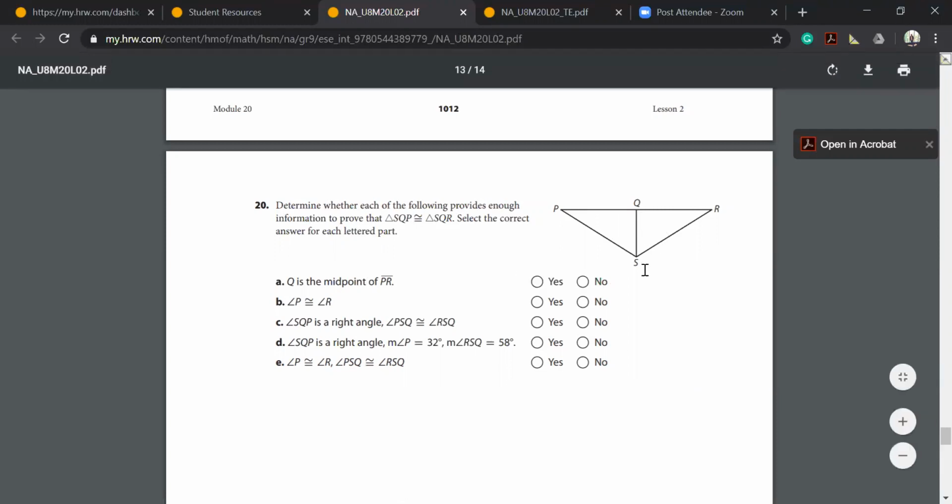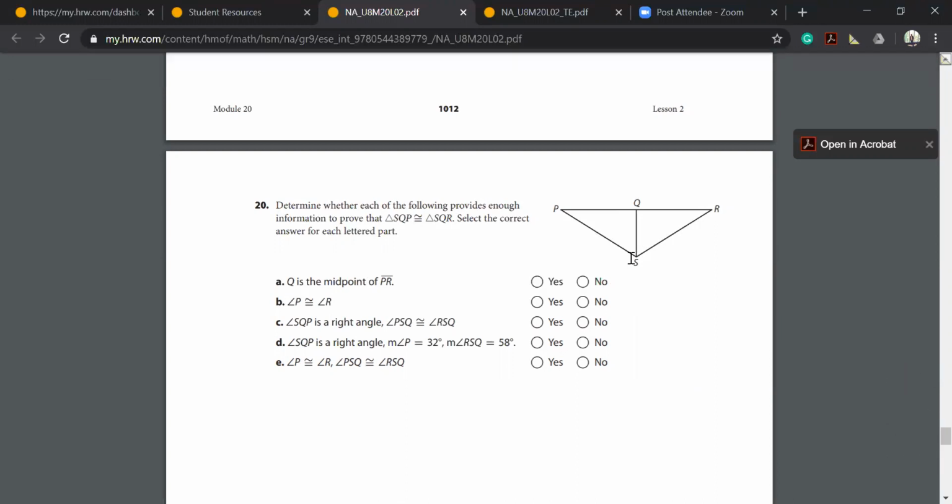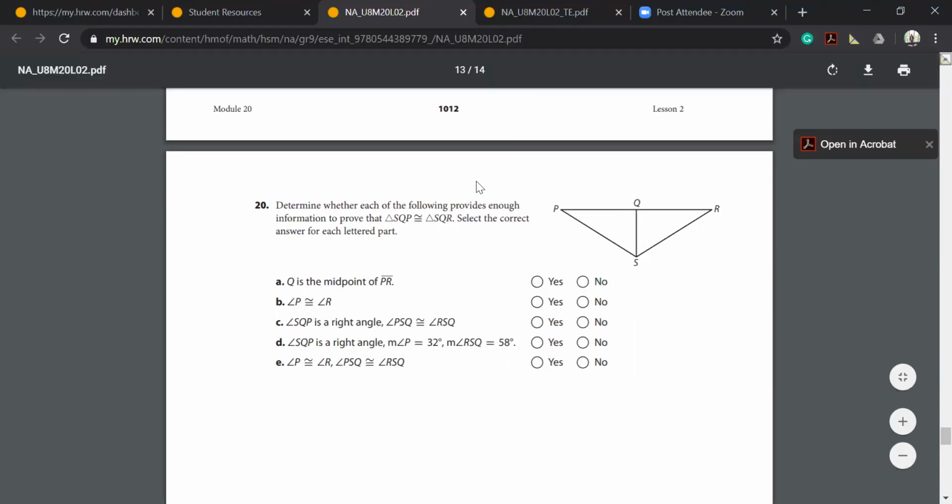Of course, as you can see, nothing is given except that SQ is shared in these two triangles. SQ is equal to SQ. So we have one side that is equal. But do we know anything about angles? No. Let's see.